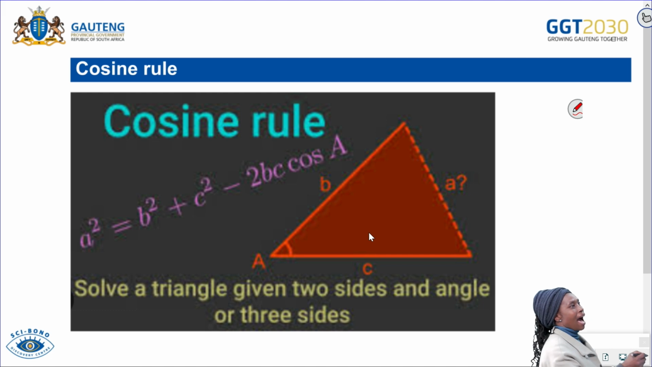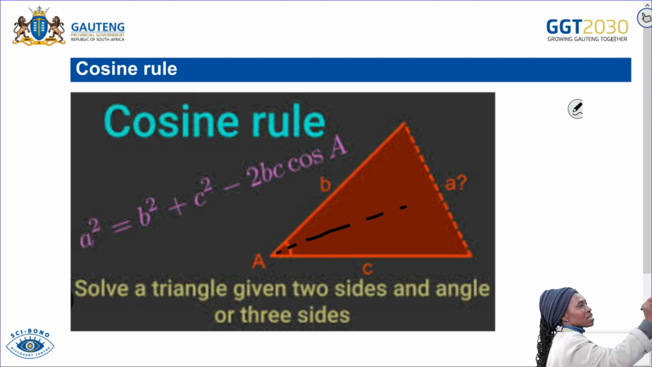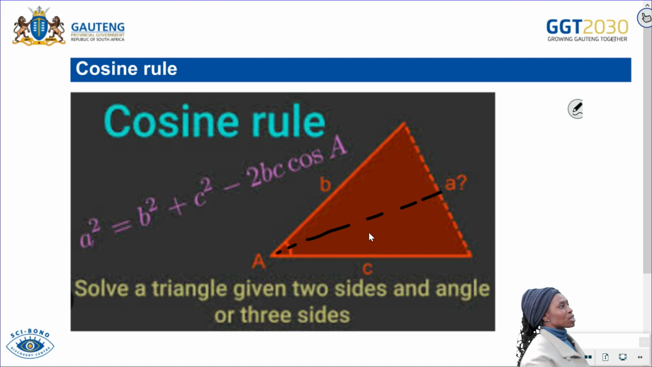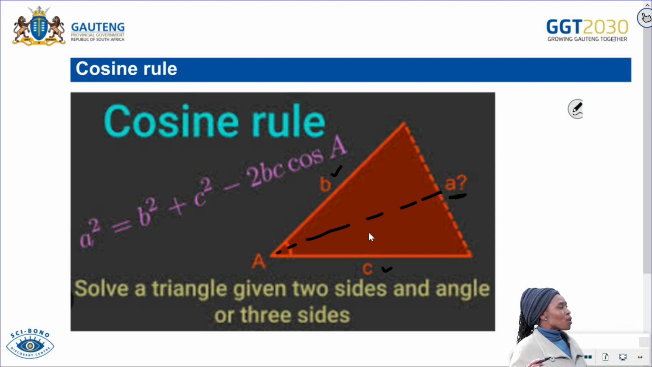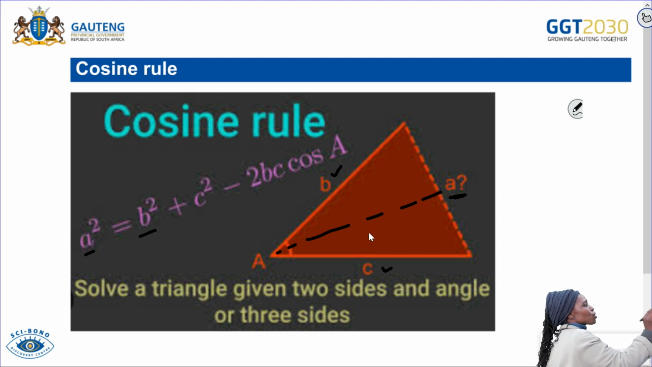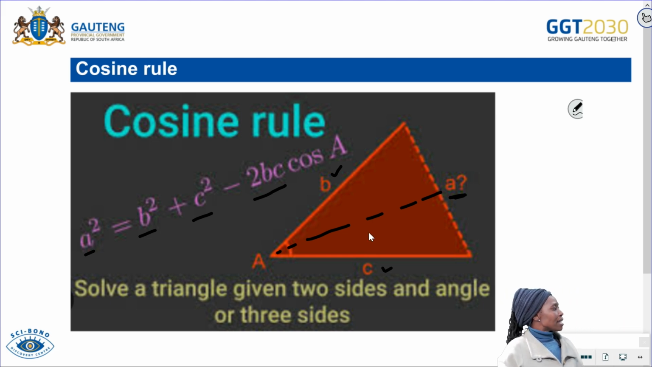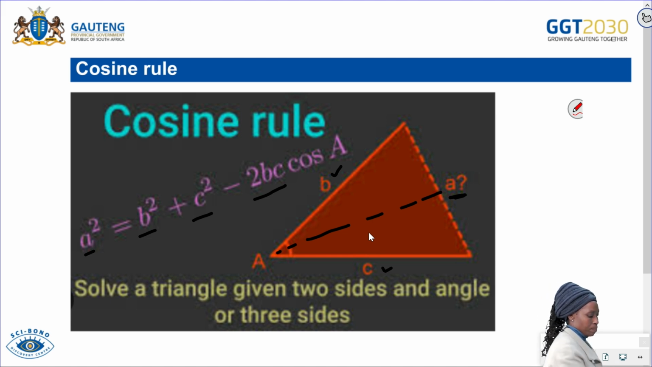You can see here I have my triangle with the side facing A, which means the one that I'm looking for is A, and I have the angle and the two sides B and C, and you can see A is between B and C. So the formula that I'm going to use is A squared equal to B squared plus C squared minus 2BC cos A. And I solve a triangle given two sides and an included angle, or three sides. Here I'm given two sides and an included angle.